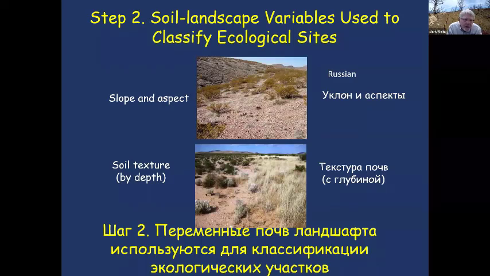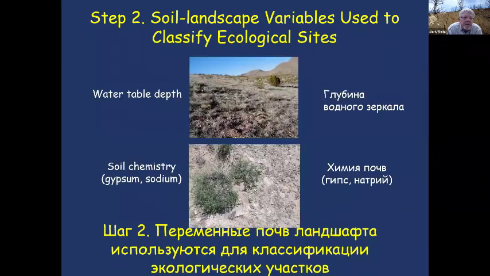Step two, we want to look at the landform and the landscape. So we look at the slope and the aspect of the site, and we look at the soil texture by depth. The other thing that we're going to be looking for is depth to water table. And that's a relative thing. If the water table is down at 100 meters, we're not too interested in that because that's below the depth of most plants. But if you have shallow water tables that are up above 1 meter, then that can influence the type of plants that will grow there.